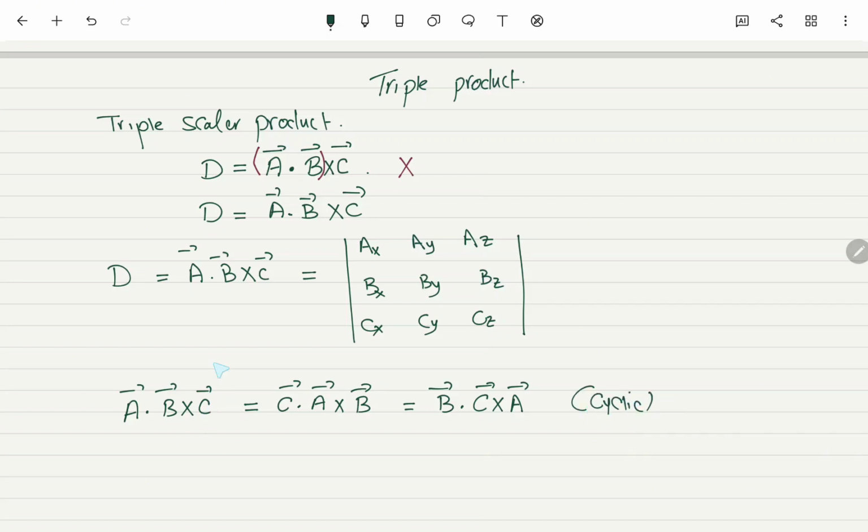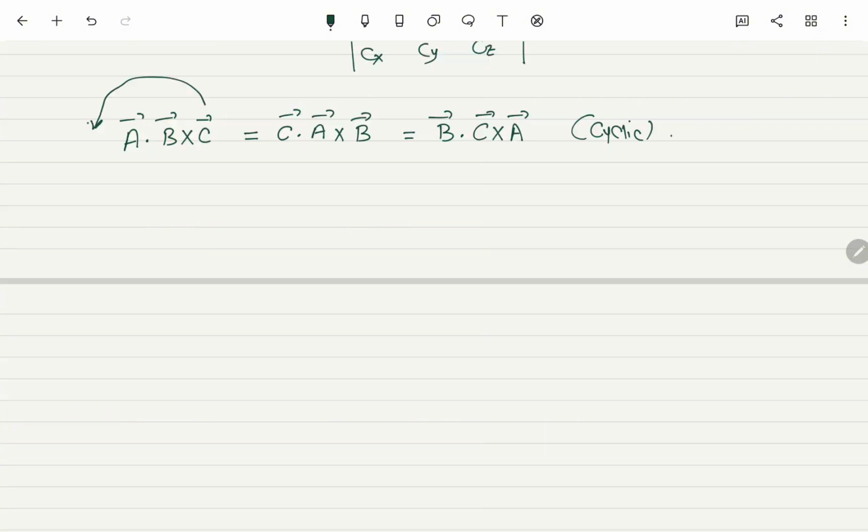Now you can move this one here, and keep the arrangement for them. One more note here. A dot B cross C is equal to A cross B dot C. Again, the priority here is for the cross product, then the dot product.